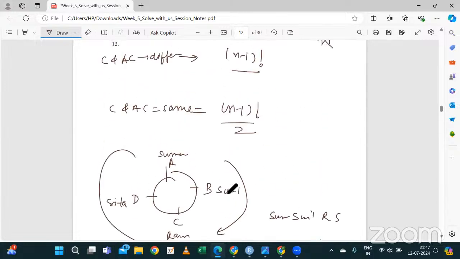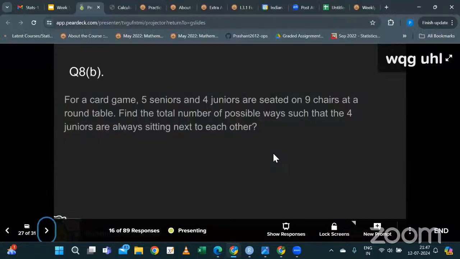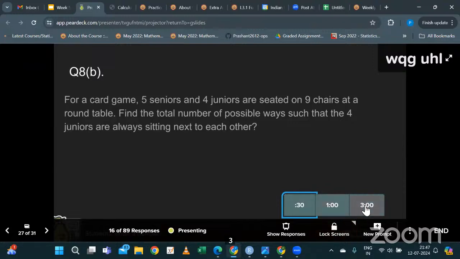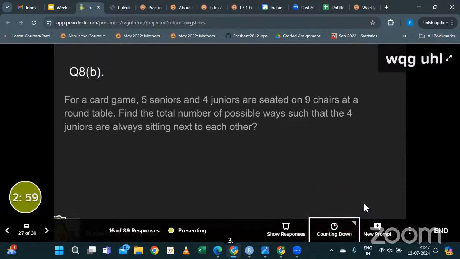Also, is this part clear to all of you? Why we are using n minus one factorial and n minus one factorial by two. Yes, so by using that information, solve this. I'm going to give you 3 minutes for this question. Please solve this.